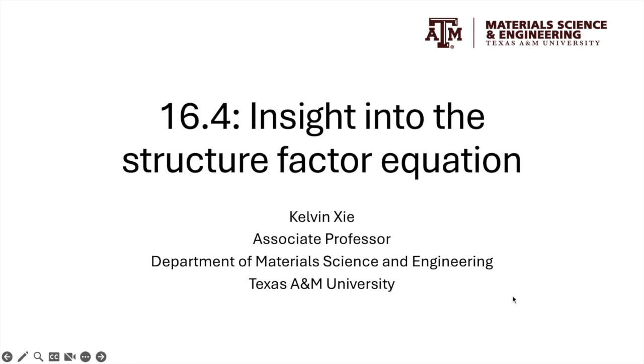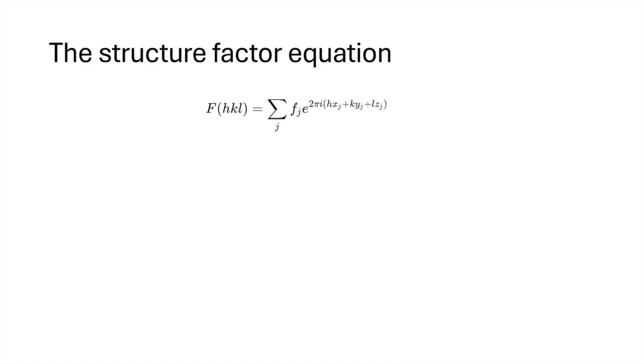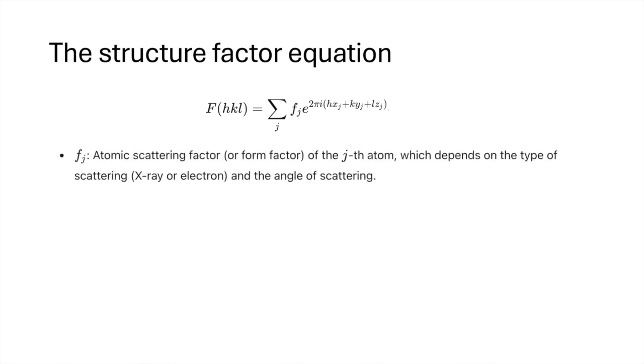Howdy, in this video, we'll have a closer look at the structure factor equation. If you recall, the structure factor equation takes this form. So the structure factor is equal to the sum of fj, then e to the power 2 pi i, hx plus ky plus lz. The lowercase fj is the atomic scattering factor.